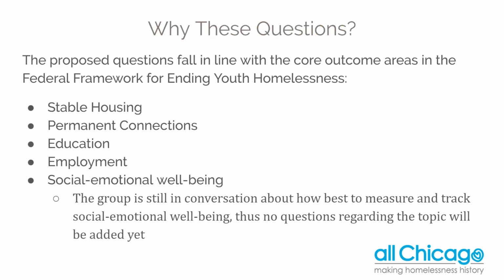So the proposed questions fall in line with the core outcome areas of the federal framework for ending youth homelessness, which are stable housing, permanent connections, education, employment, and social emotional well-being. Now, the social emotional well-being portion of this will not be implemented. This is something that the group is still in conversation on how to best measure. So no questions are going to be regarding these, but for employment, education, and permanent connection, we have a few questions that will be added from those general outcome areas.